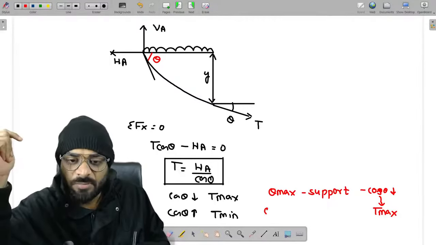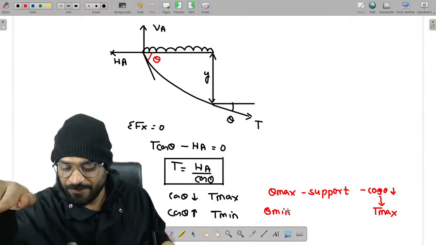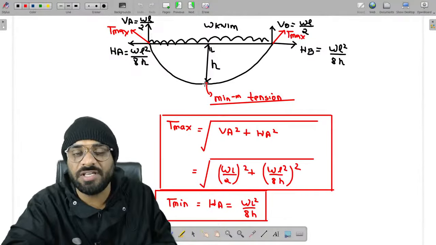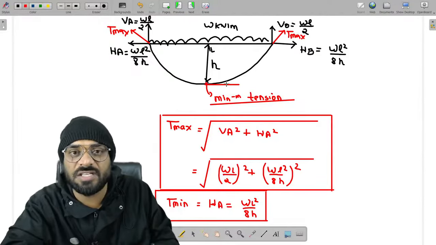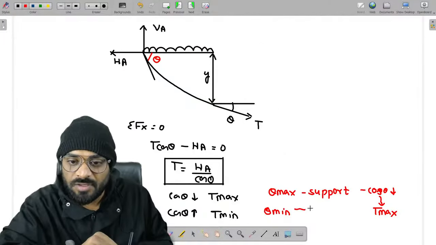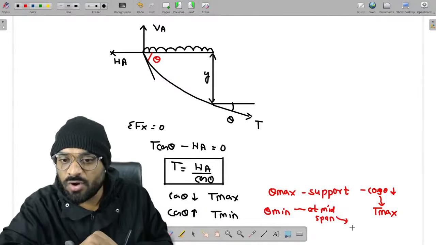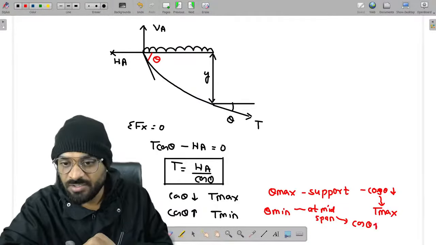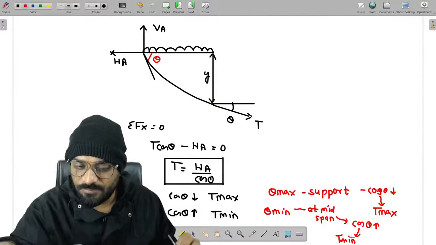Simple, right? But if theta is minimum, and it will occur at the midspan, that means at this location you may have theta equal to 0. Why? If you draw a tangent like this, what is the angle of this tangent with respect to horizontal? It is 0. So, guys, if theta is minimum at midspan, then cos theta is greater, because cos theta will become 1. If cos theta is greater, then T is minimum. Getting the point? Clear?